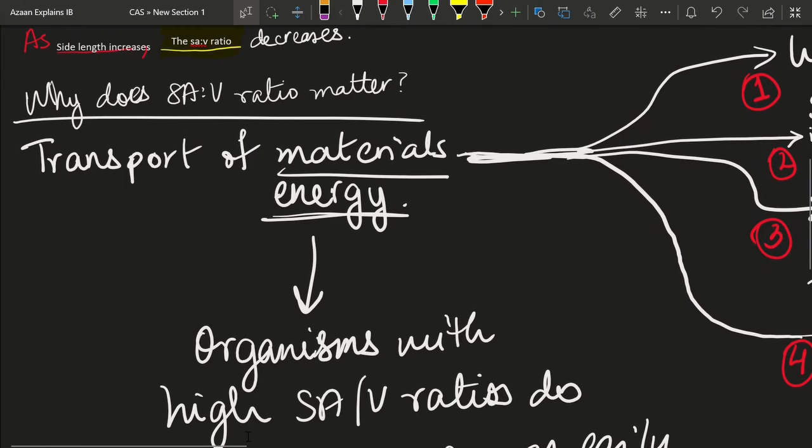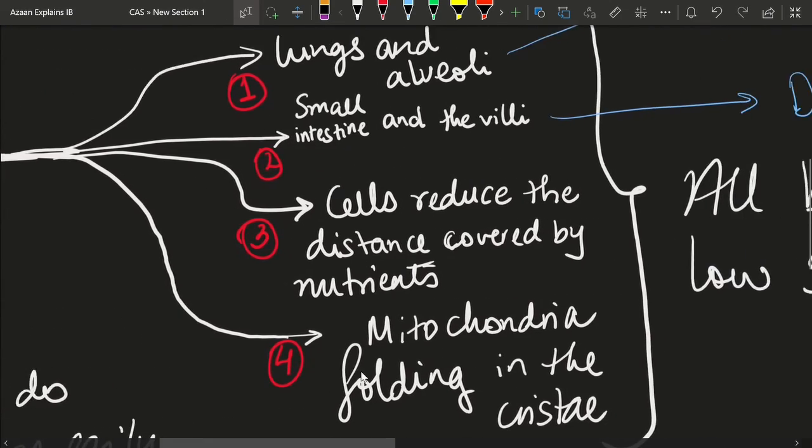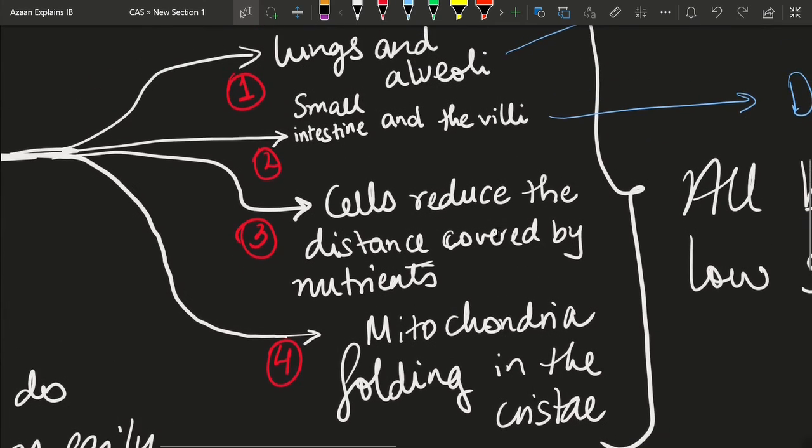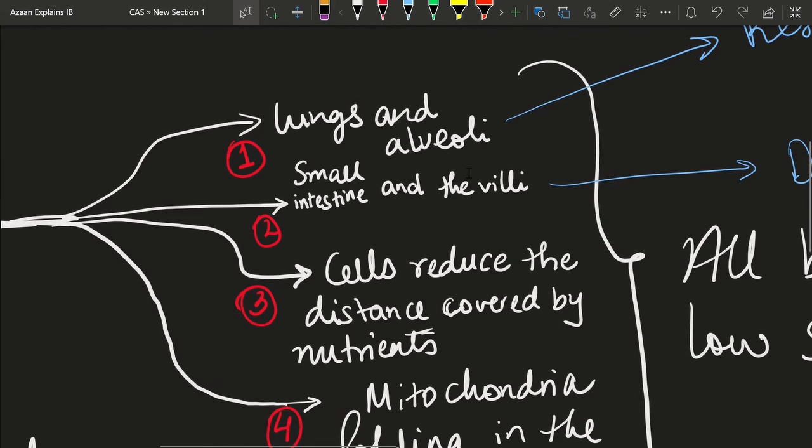In terms of the transport of materials, the human body is full of examples where the body tries to increase its surface area to volume ratio. For example, the lungs and the alveoli are designed with small sacs at the ends, which increase the surface area to volume ratio. This increases the amount of oxygen that goes into the bloodstream and the amount of carbon dioxide that goes back into the lungs to be exhaled out. This helps keep your body efficient.